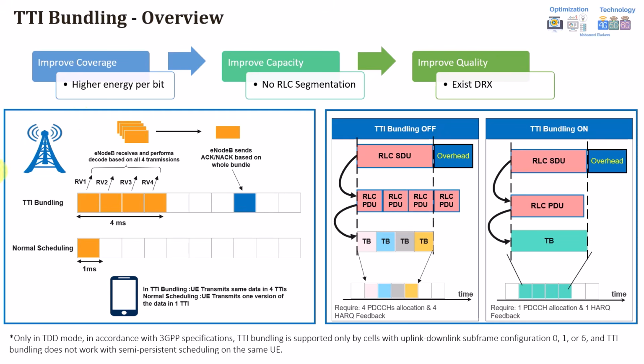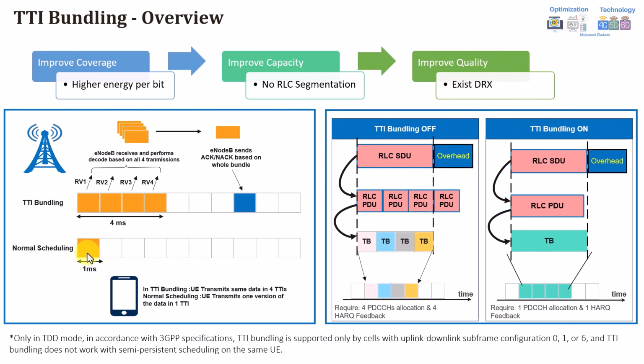Initially, let me explain how TTI bundling works in general. In the normal scenario, if you look at the left part here, in normal scheduling the resources will be scheduled in 1 millisecond. So all the data, for example in terms of uplink from the UE to the eNodeB, will be transmitted within this particular TTI.